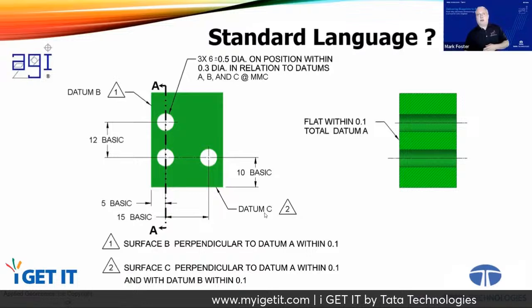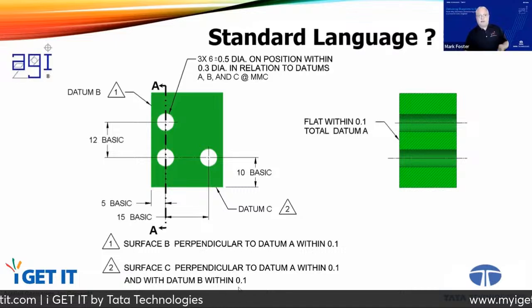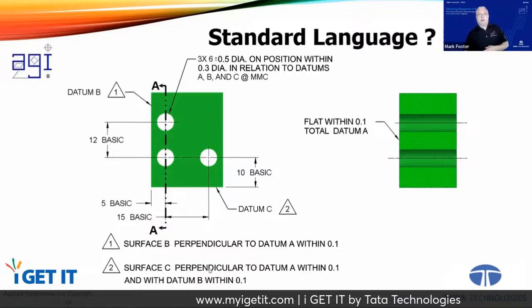I've got another surface here, datum C, and that's got a flag note with it, and that one says surface C has to be perpendicular to datum A within 0.1 and to datum B within 0.1. And again, if I know what that means, I can do what it takes to achieve it on the shop floor. I can do what it takes to inspect it.